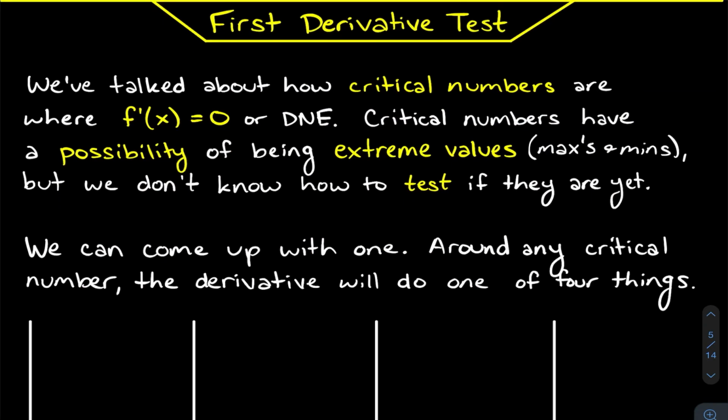Okay, so we've been talking about how critical numbers are where your derivative is 0 or it's undefined, right? But let's focus on the equals 0 part. Now critical numbers have a possibility of being extreme values, meaning they have a possibility of being max or mins. Okay, but how do we know whether a critical number is a max or a min? We don't have a test for that yet.